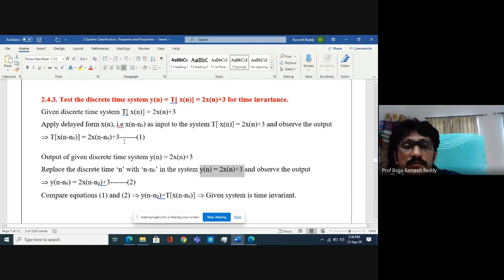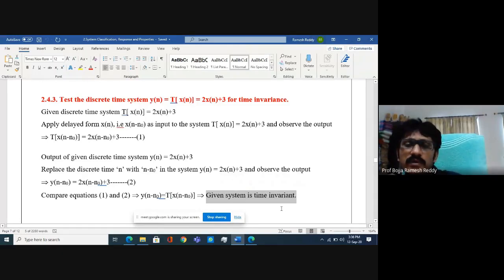Now see the difference between equation 1 and equation 2. In the first, the input is delayed. Then in the second equation, the output is also delayed. Now verify equation 1 and equation 2. Check. These two are the same. Therefore, y of n minus n naught is equal to transformation of x of n minus n naught. Therefore, the given system is time invariant.